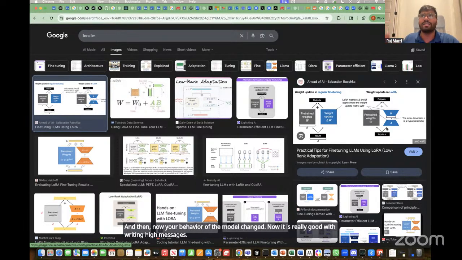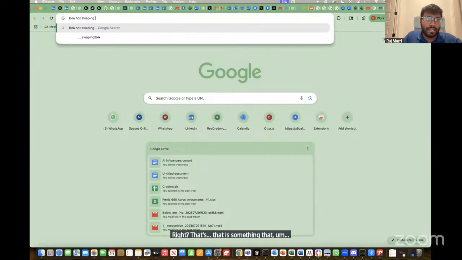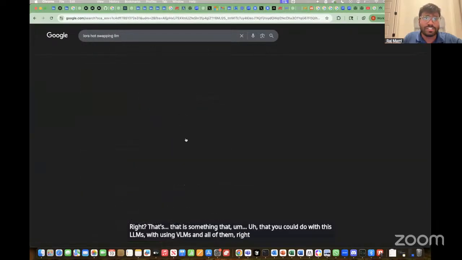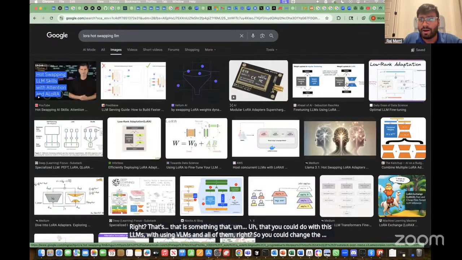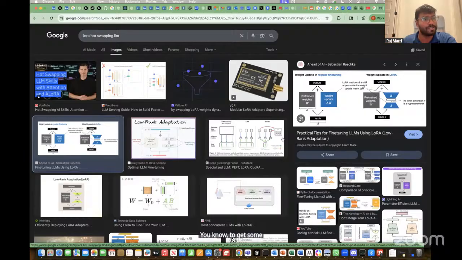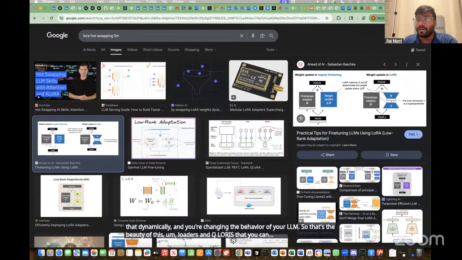There's one model to make emojis. Then you have these new weights that you add. So you can do this hot swapping, right? That is something that you could do with these LLMs, with VLMs and all of them. So you could change the behavior of this model by swapping this LoRA. So you add a new LoRA, and this LoRA was built to learn some skill. Now you're just changing that dynamically, and you're changing the behavior of your LLM.